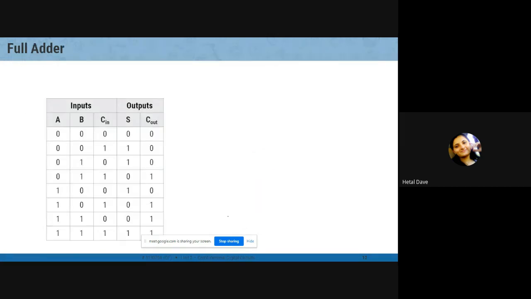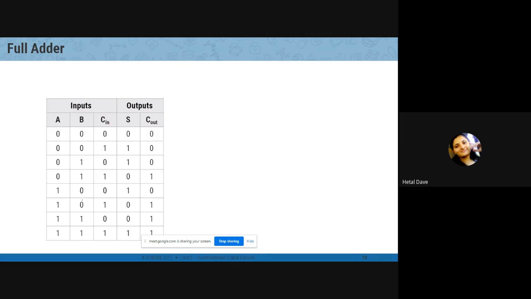Based on it, we will make a truth table. So 3 inputs. So how many combinations can there be? 8. So 0,0,0, 0,0,1, 0,1,0, 0,1,1, and so on. You will write it down by this fundamental. Then make a sum column and a carry column.